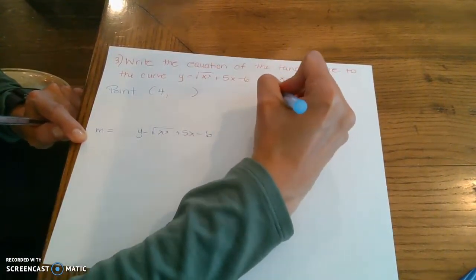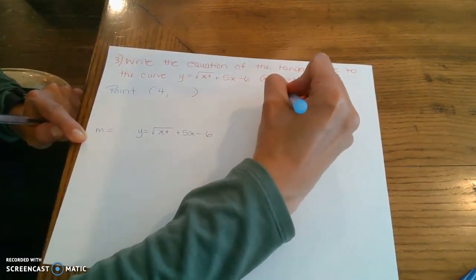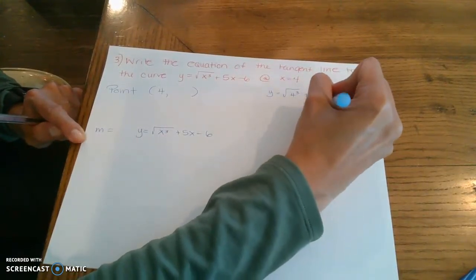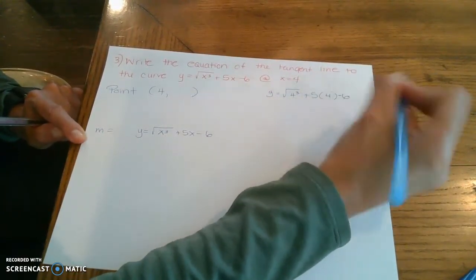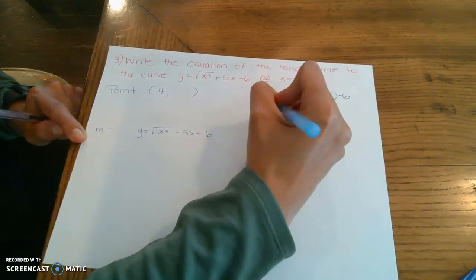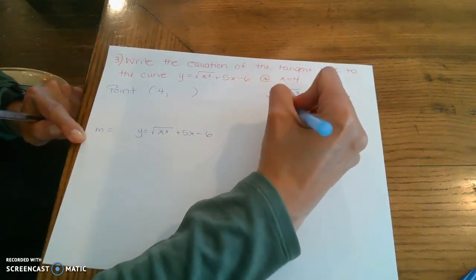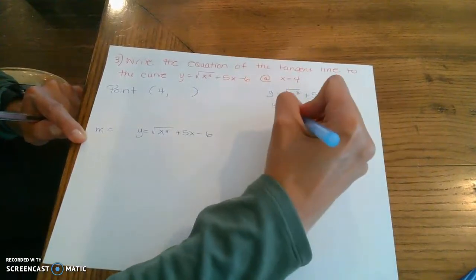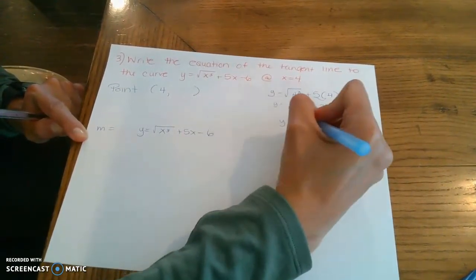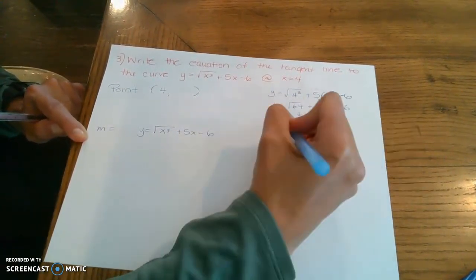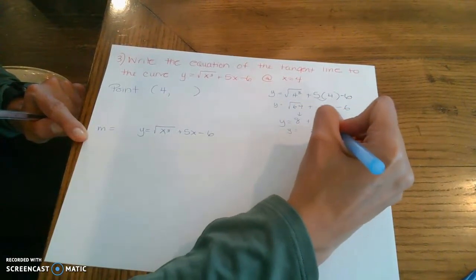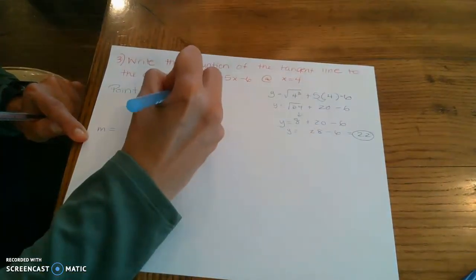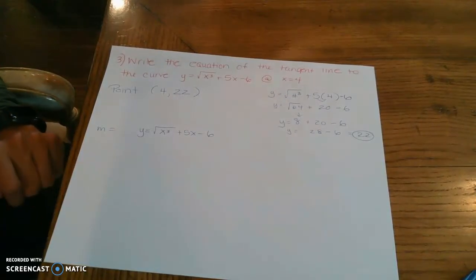So y equals the square root of 4 cubed plus 5 times 4 minus 6. So 4 cubed is 64, and the square root of 64 is 8, this turns into 8 plus 20 minus 6. So you get 28 minus 6, you get 22. So the y value to my point is 22.